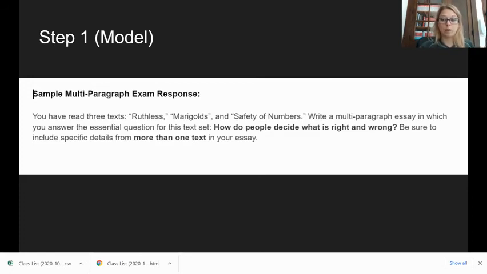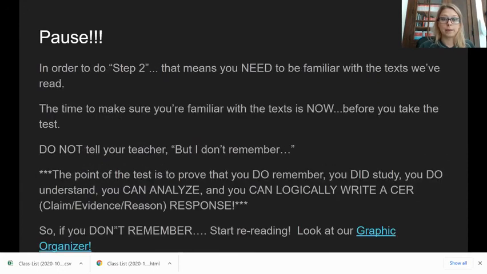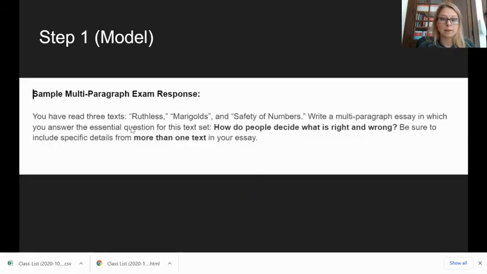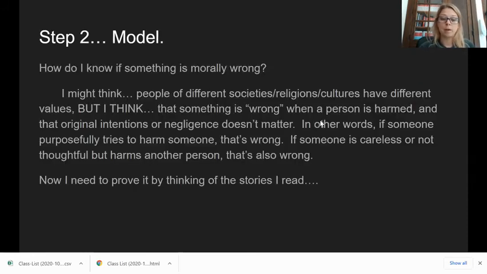So my answer is that people, if the question is, how do people decide what is right and wrong? My first step, come up with an answer. My second step, apply my answer to 3 different of the texts.